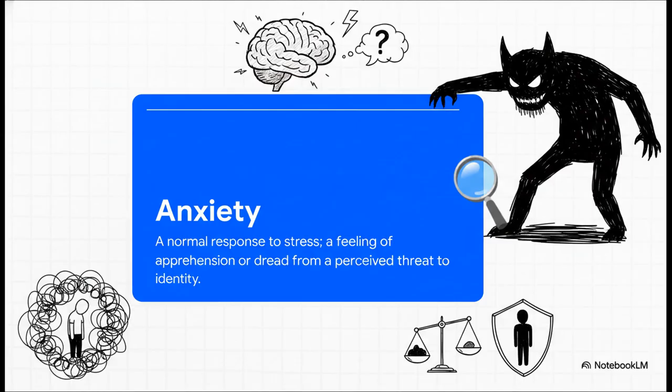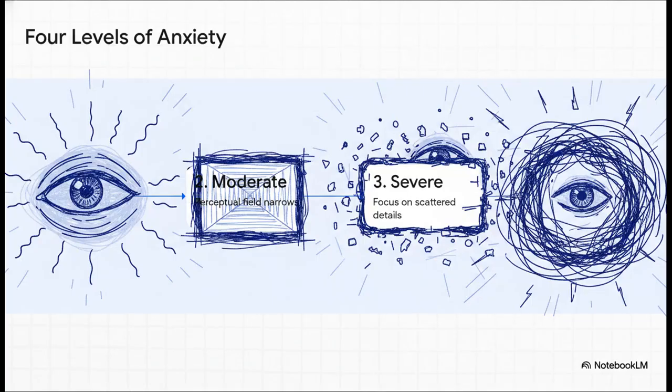What is anxiety really? Well, you can think of it as your body's built-in alarm system. It's totally normal and honestly pretty useful when you're facing stress. It's that deep sense of dread you feel when something feels threatening. And we're not just talking about physical danger. It can be a threat to who you are, to your identity. The trouble starts when that alarm gets stuck in the on position, just blaring away even when there's no real danger in sight.